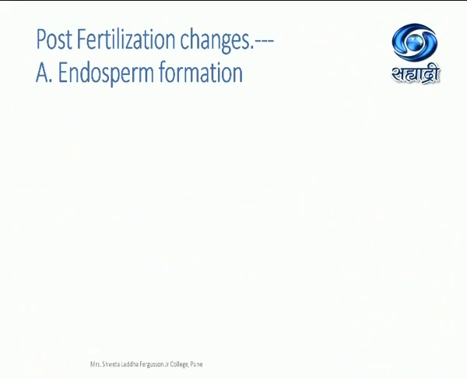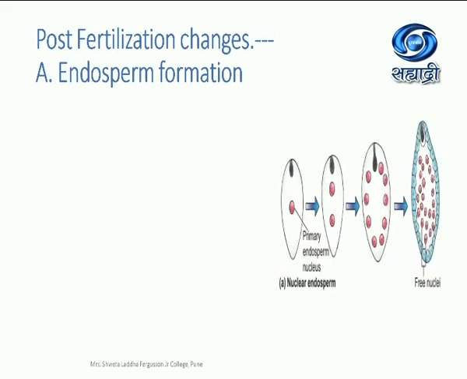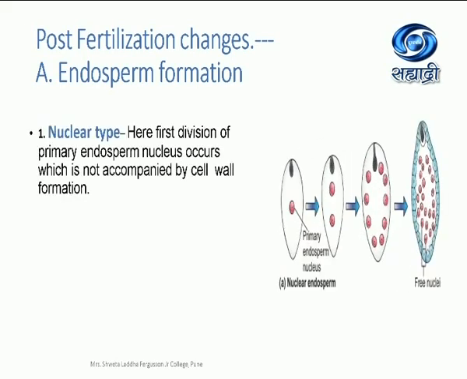You know that due to syngamy, the first fertilization, when the first male gamete fertilizes the egg, it results in the formation of the embryo. And due to the second fertilization, when the second male gamete undergoes triple fusion, combining with the polar nuclei, the secondary nucleus, it results in the formation of endosperm. How this endosperm develops, we are going to discuss. So let us see endosperm formation. There are different types of endosperm formation.